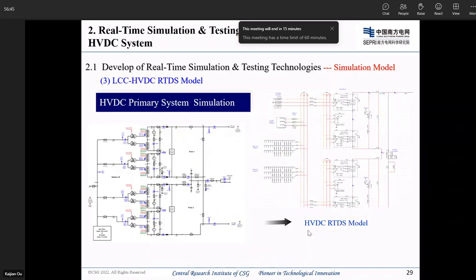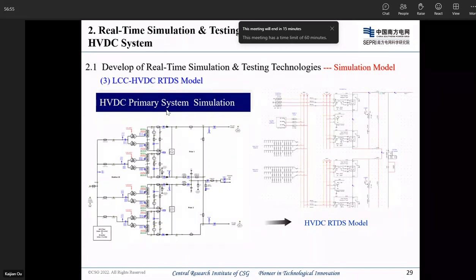And this is the picture of how to set up the LCC HVDC RTDS model. We can see in the left side is the HVDC primary system. This is a configuration of the HVDC project, and then we will convert this project to the RTDS model. The right side is the RTDS model.